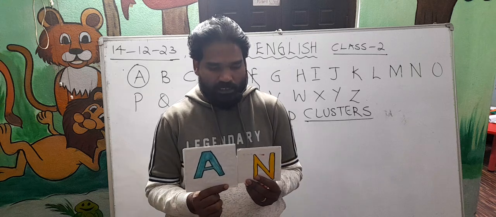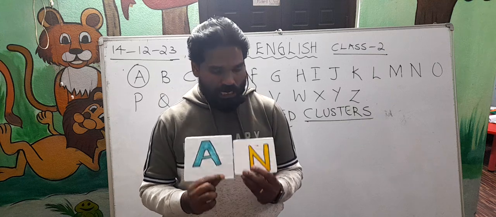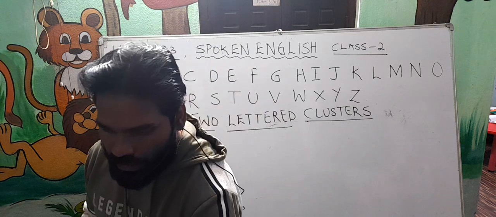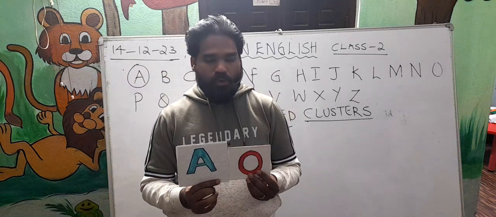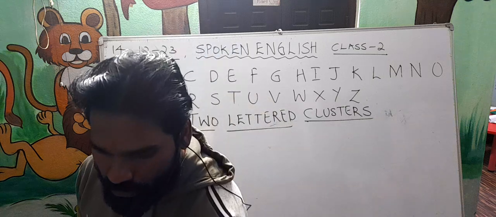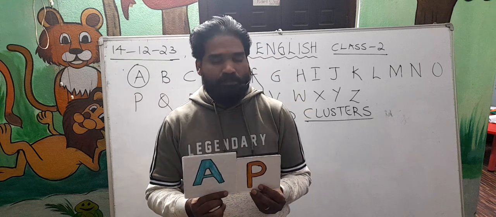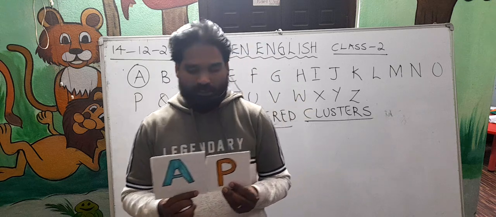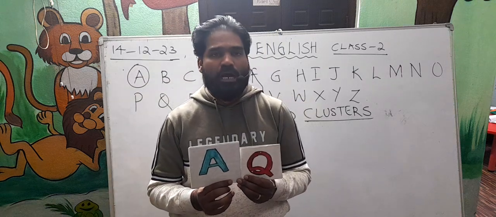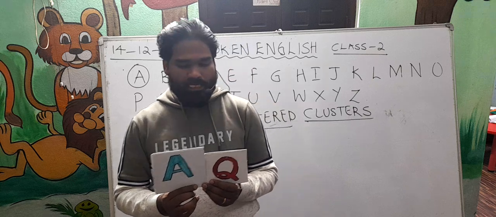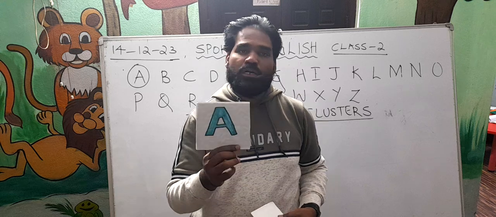That's how we blend two-letter sounds and form a cluster, two-letter clusters. AN, an. And after N, we have O. AO, ow. Moving on to the next, after O, P. That's AP, app. After P, it's Q. AQ, two ways of pronouncing. We can have it as A or A.